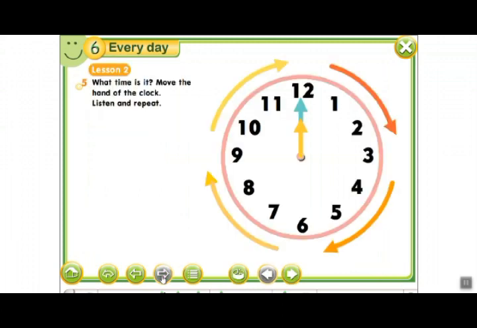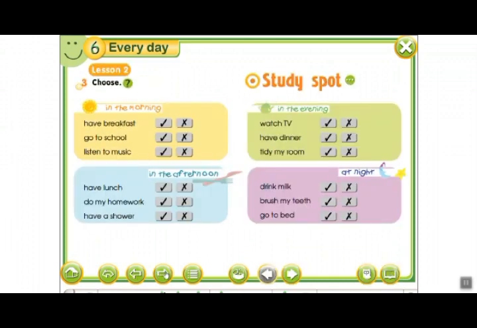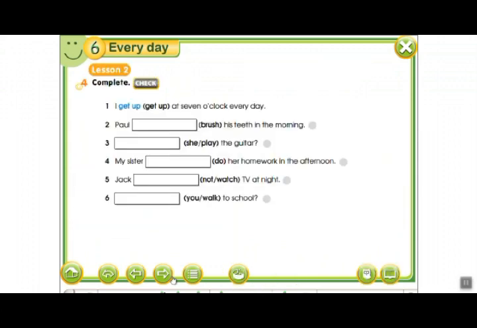Now I'll give you an exercise to practice. If you want to practice this, I'll give you one exercise. This is it. Exercise number 4. Try to do it. I get up at 7 o'clock every day, and here you should conjugate this verb.